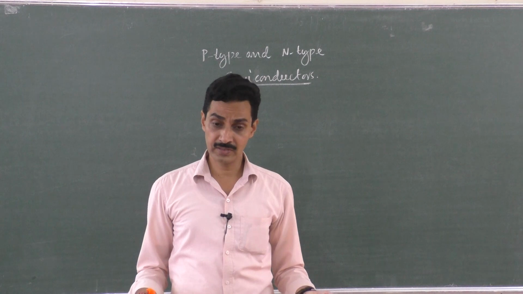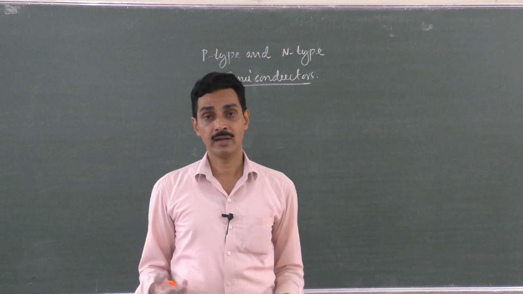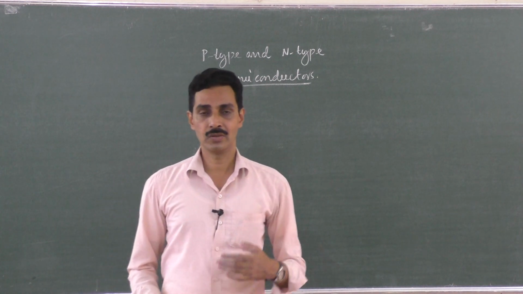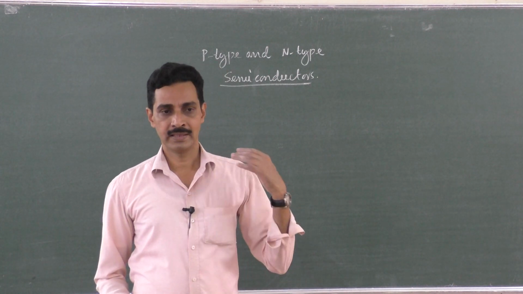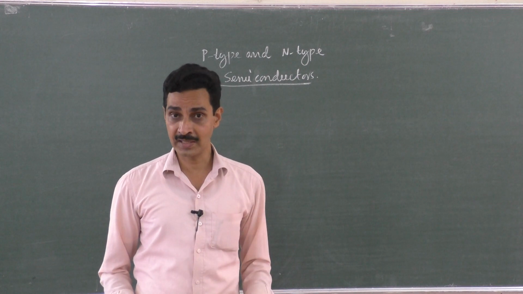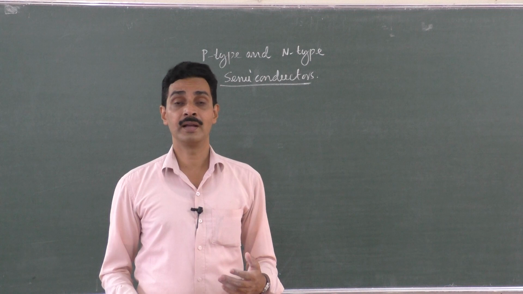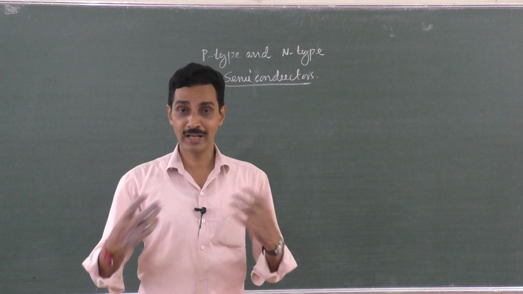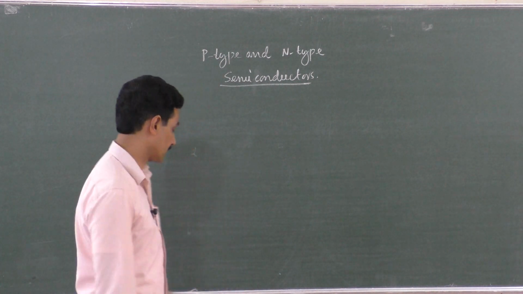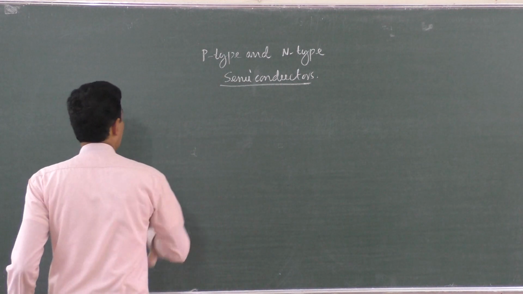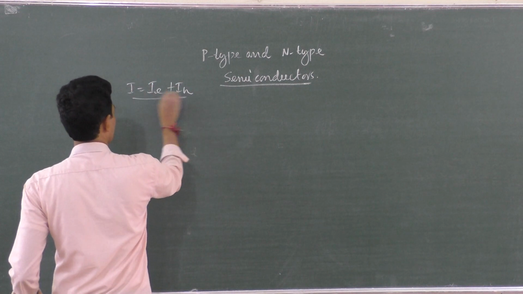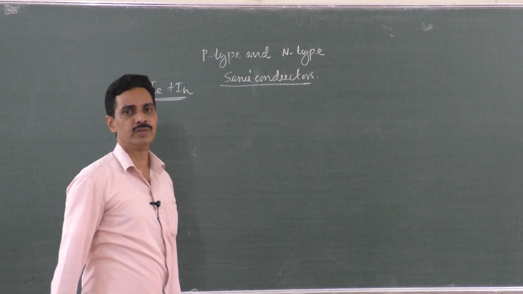If you have an electric field, electrons and holes, even though they move in opposite directions, the field is the same. So the total current in a semiconductor is the current due to the flow of electrons plus the current due to the flow of holes. So the current in a semiconductor, I, is equal to the current due to electrons plus the current due to holes. It gets added up even though they move in opposite directions.